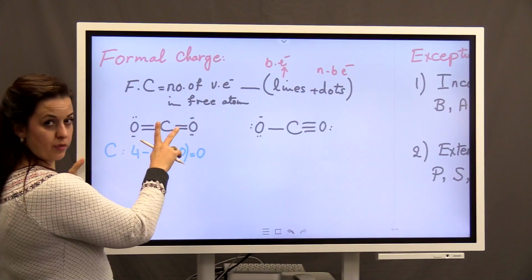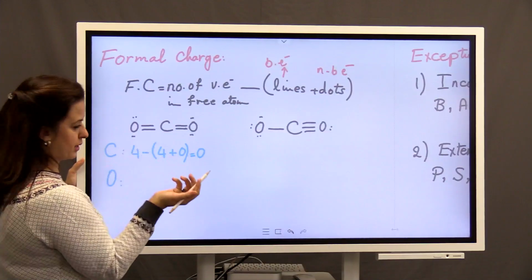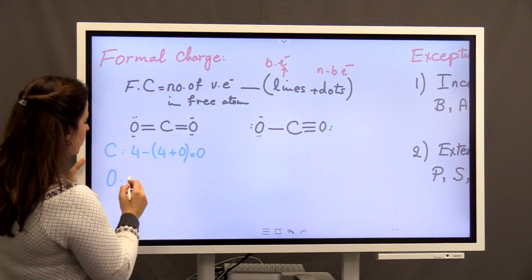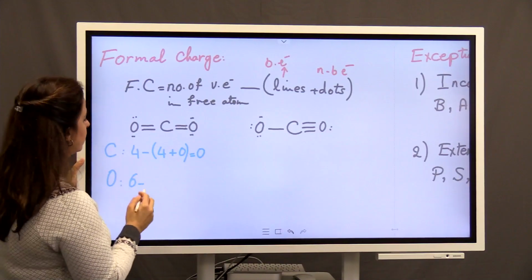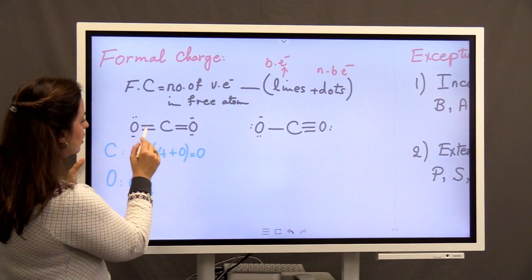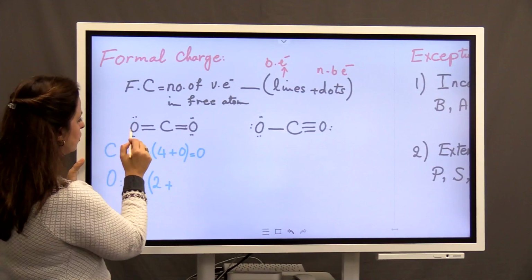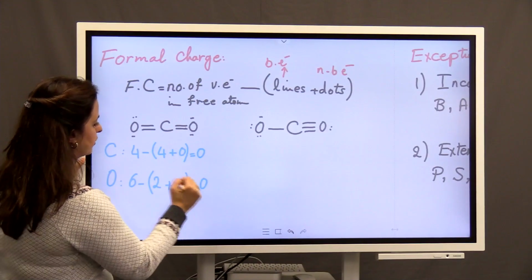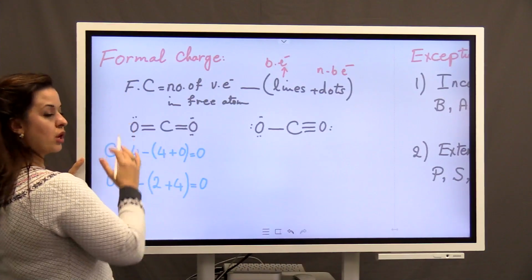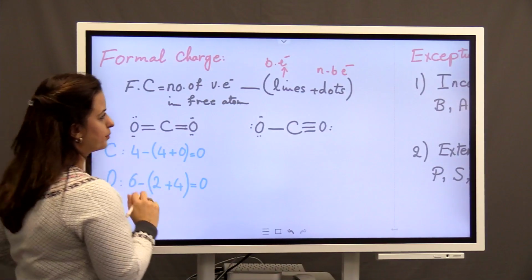These oxygens are both the same, right? So let's calculate the formal charge for one of them. That will be the same for the other one. So the number of valence electrons in free oxygen is 6 because it belongs to group 16, minus. Lines around each oxygen is 2, plus how many dots? 1, 2, 3, and 4. So the total would be 0. So formal charges for both carbon and oxygen on this molecule are 0.